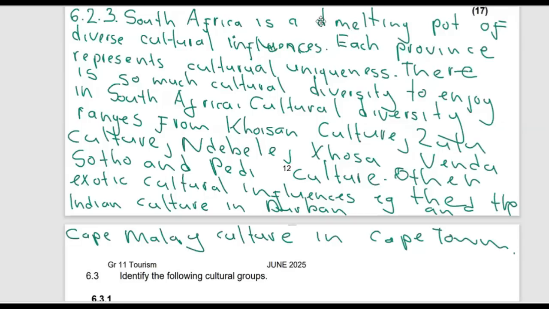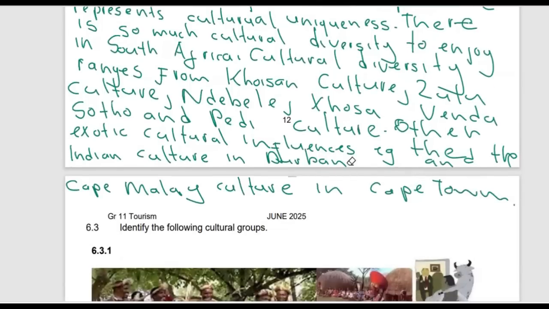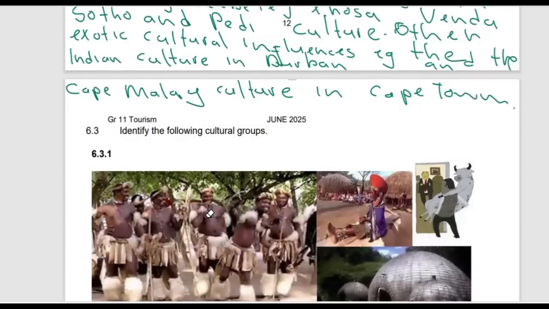So there are different cultures in South Africa. Each province represents cultural uniqueness. There is so much cultural diversity to enjoy in South Africa. Cultural diversity ranges from Khoisan culture, Zulu culture, Ndebele culture, Xhosa culture, Venda, Sotho, and Pedi. And also we have Tsonga culture. Then other exotic cultural influences can also be found in places such as Durban, where you'd find Indian cultures flourishing. Then you also find the Cape Malay culture flourishing.